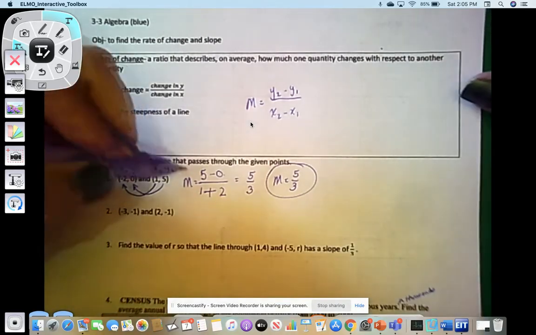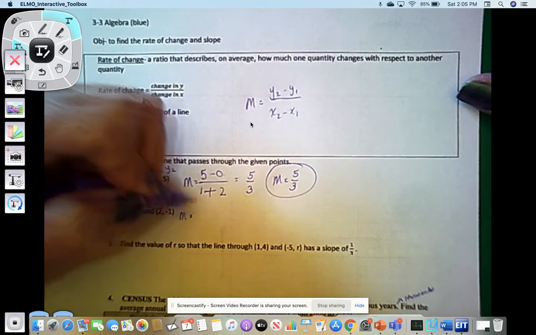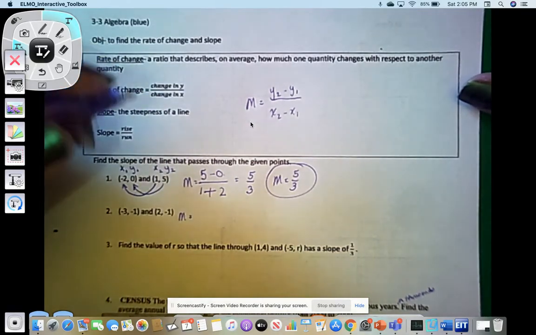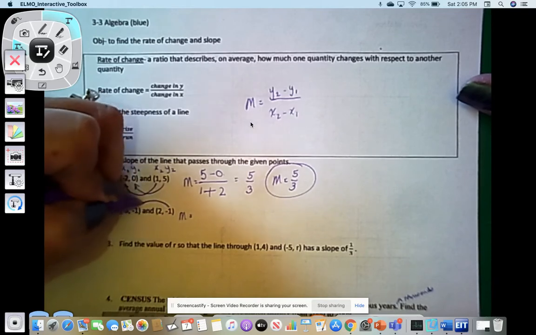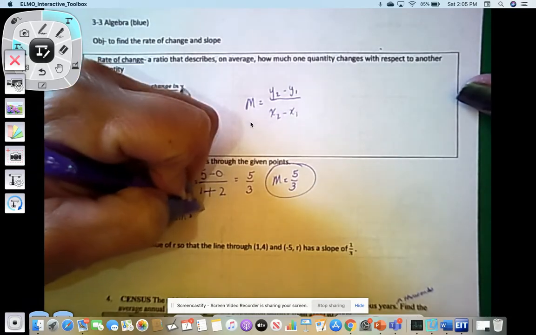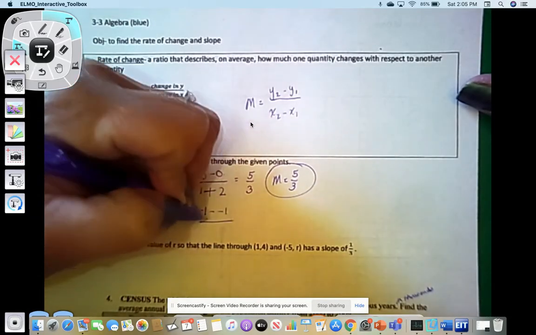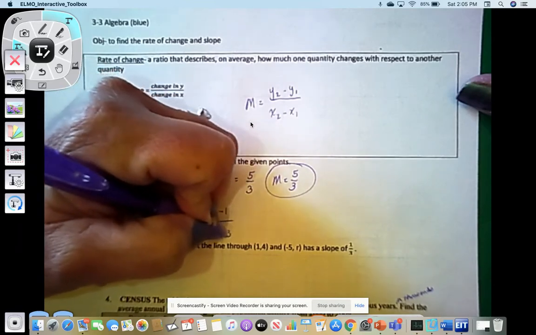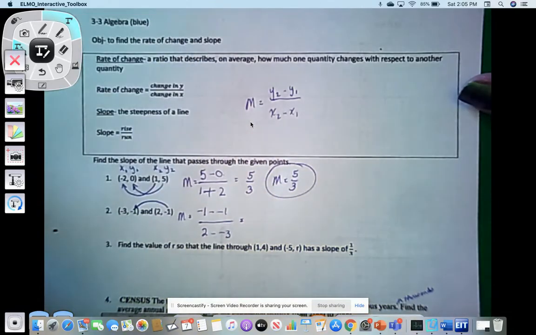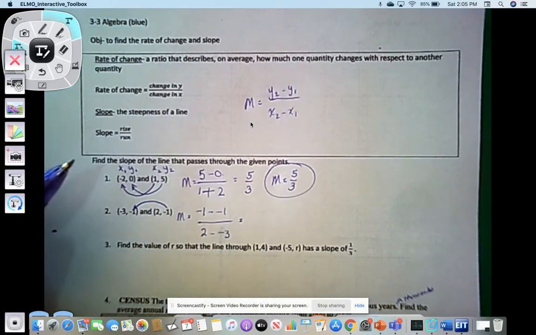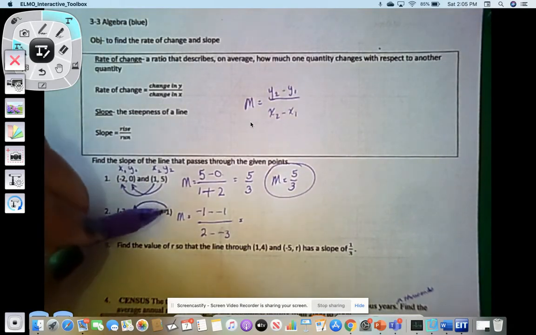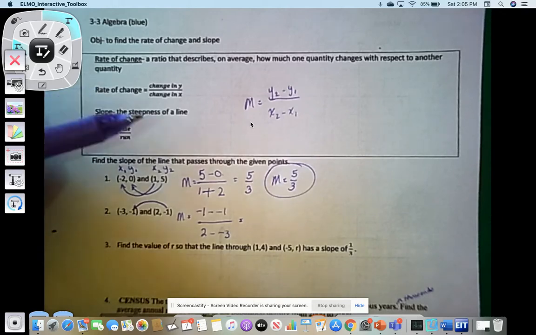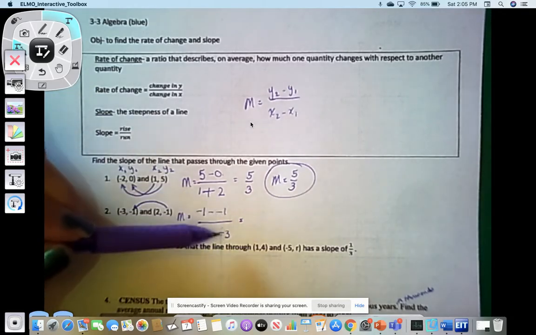All right, we're going to do the same thing with number 2. It's change in y over change in x, or y2 minus y1 over x2 minus x1. So I'm going to do this minus this: negative 1 minus negative 1 on the top, and 2 minus negative 3 on the bottom. And again, order does not really matter in a way, because I could have started over here and gone in this direction if I wanted to. What does matter is that on the top you have all y's and on the bottom you have all x's.